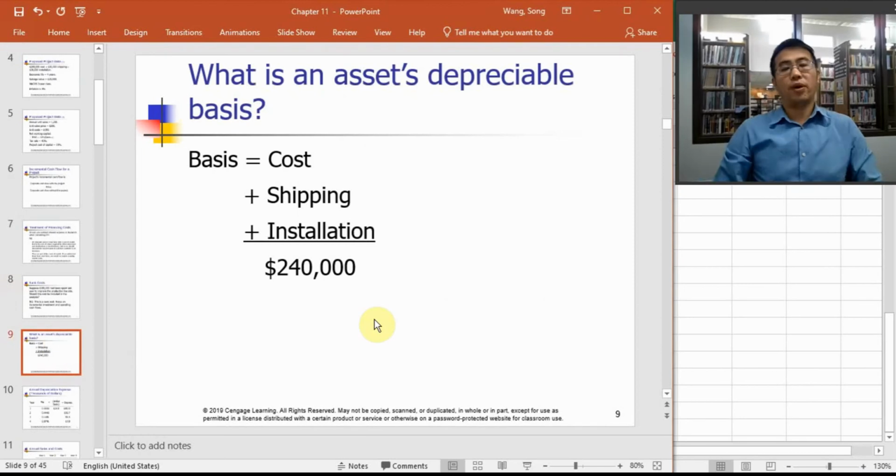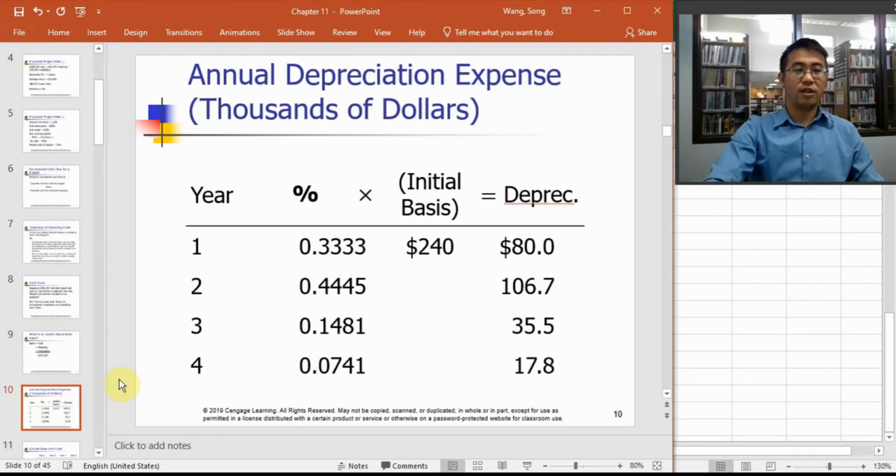Okay, and when we are calculating the depreciation base, as I mentioned earlier, we not only need to include the cost of the equipment, but also the shipping and installation cost. Cost here is 200,000, shipping fee is 10,000, installation is 30,000, so that together gives you 240,000.